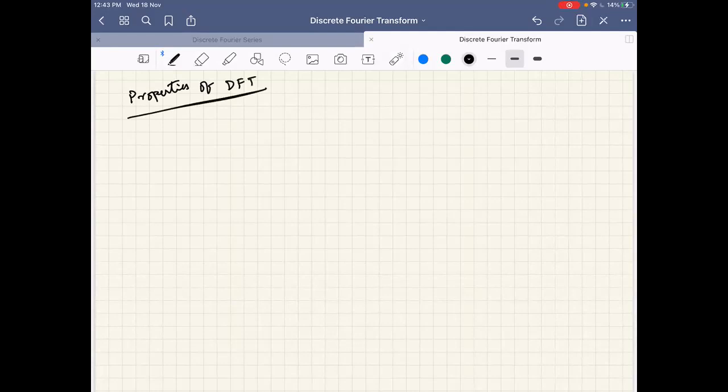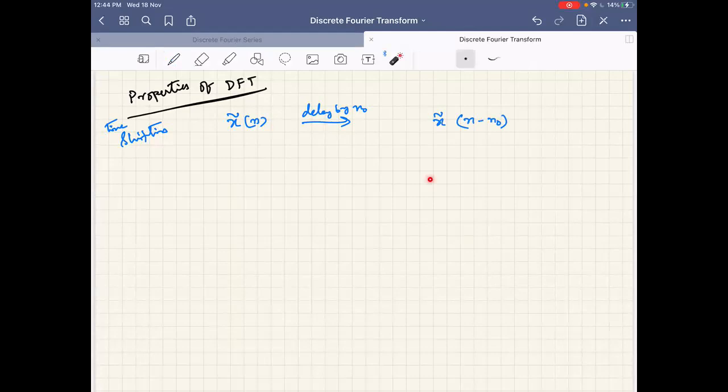Okay, so let us consider first a sequence. Assume that I have an x tilde of n. And what did we say? If we want the shifting property, let us understand the time shifting. If I do that shifting, that means delay by n naught. If I delay by n naught, what we have is x tilde of n minus n naught.